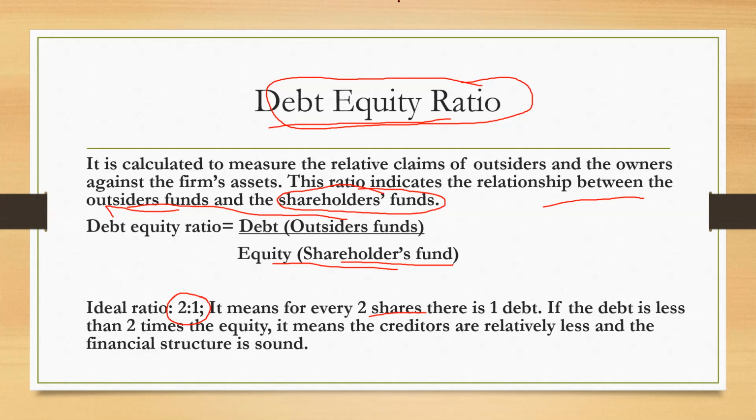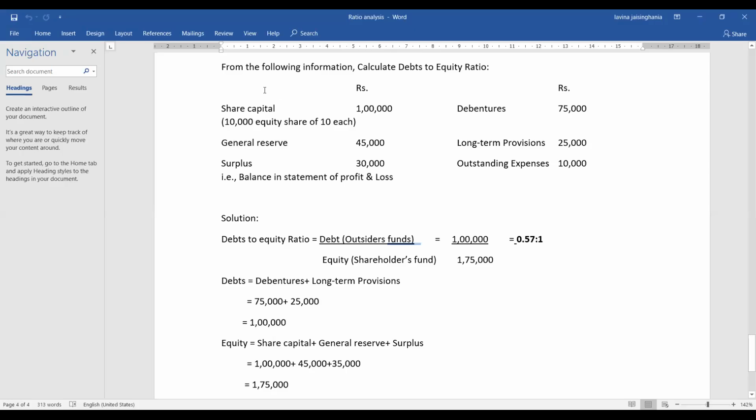Let us solve a sum related to this, so that you can know how to solve the sums. Here I have a question. See what it is saying: from the following information, calculate debt to equity ratio. We know the formula: debt, that is outside fund or long term fund, divided by equity, that is shareholders' fund. And here we are given some data: share capital, general reserve, surplus, that is balance in statement of profit and loss, or you can say even profit. We are given debentures, long-term provision, and outstanding expenses.